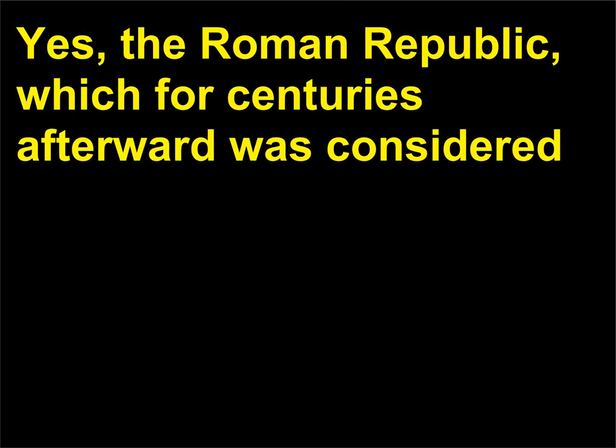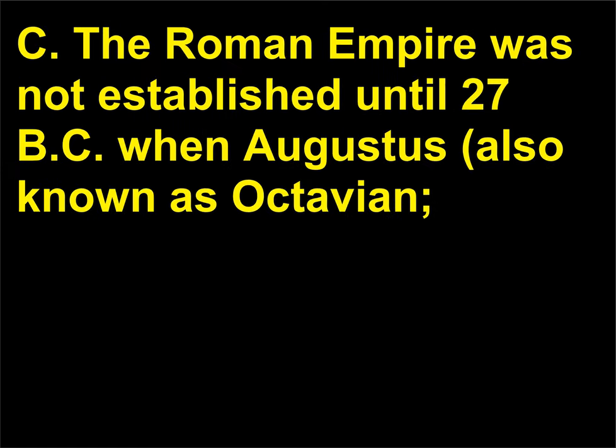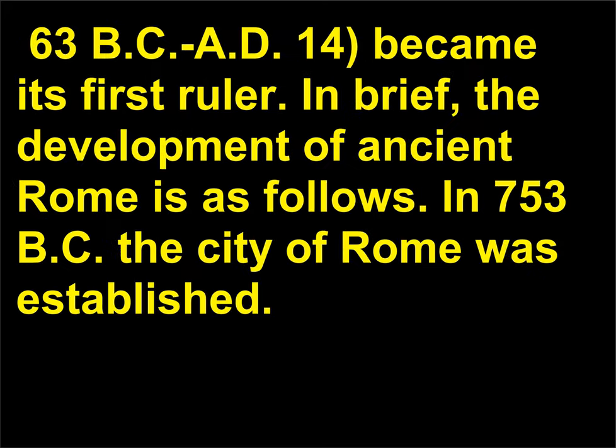Yes, the Roman Republic, which for centuries afterward was considered the model form of a balanced government, was established in 509 B.C. The Roman Empire was not established until 27 B.C. when Augustus, also known as Octavian, 63 B.C. to 14, became its first ruler.